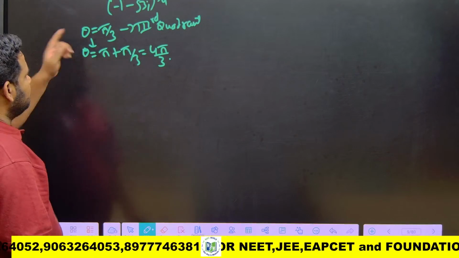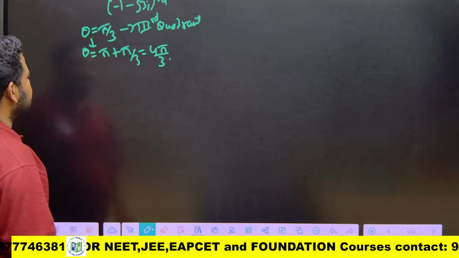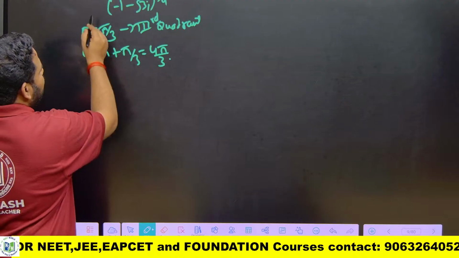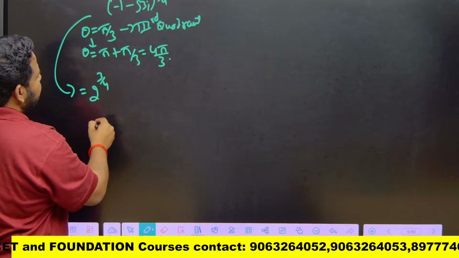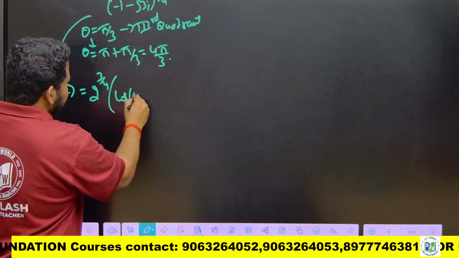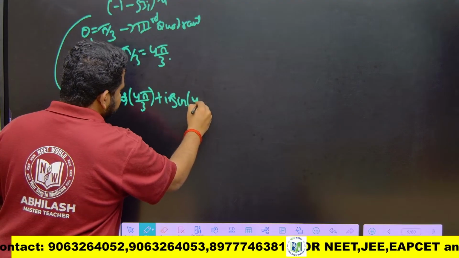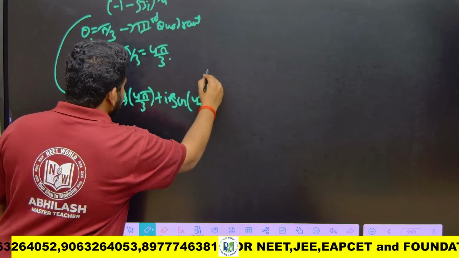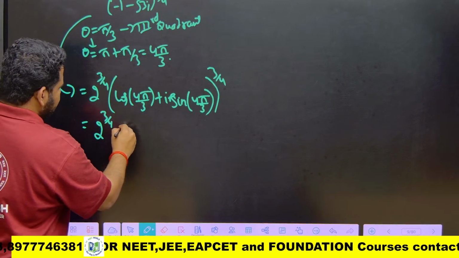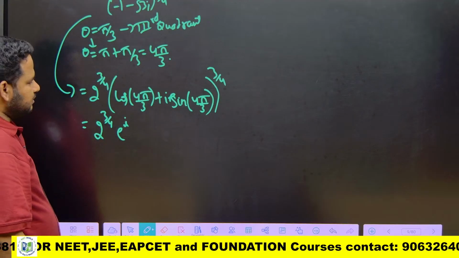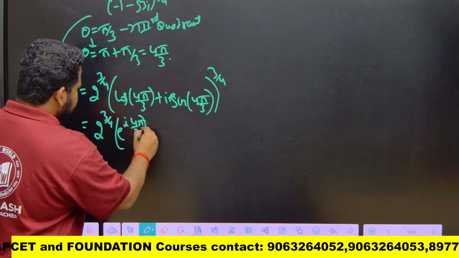So, if I have to write this in Euler's form, first in polar form, this will be equal to 2 to the power of 3 by 4 into cos of 4 pi by 3 plus i sin 4 pi by 3, whole to the power of 3 by 4. This I can write as 2 to the power of 3 by 4 into e to the power of i into 4 pi by 3, whole to the power of 3 by 4.